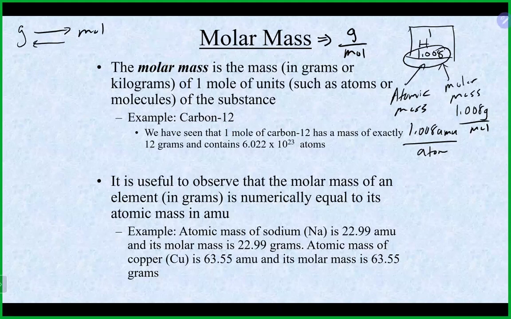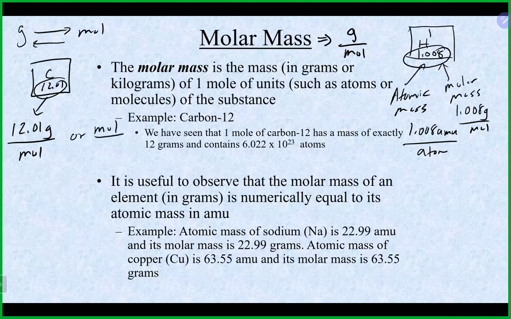And same deal, you could take any element off the periodic table, like carbon, and the molar mass of carbon is 12.01 grams per mole. You could also use this obviously as a conversion factor. If you needed to flip it around, you could put the moles on top and the 12.01 grams on the bottom. So we do use it as a conversion factor.